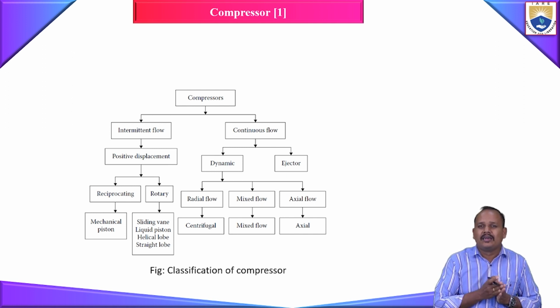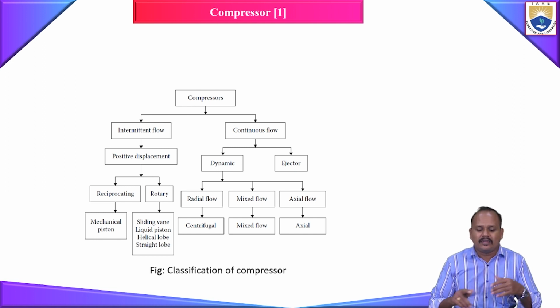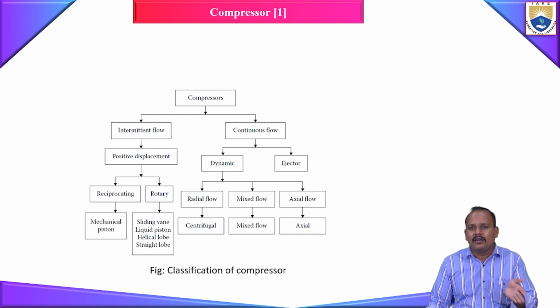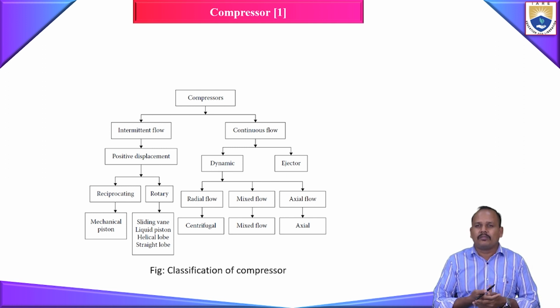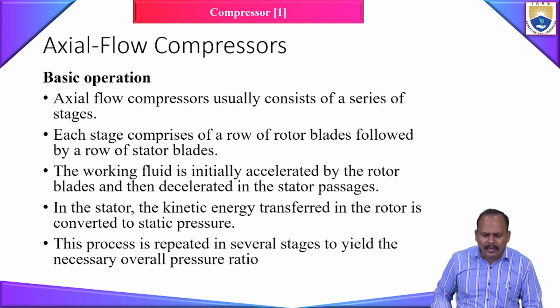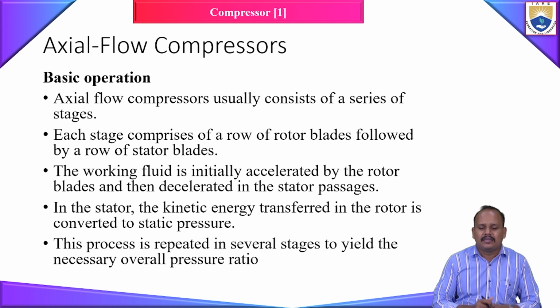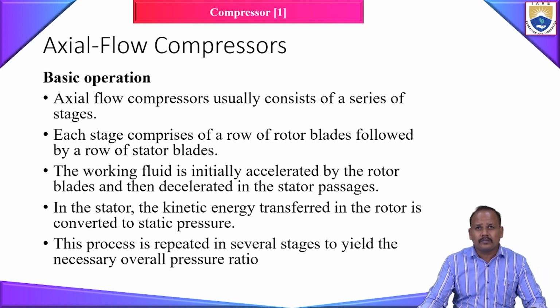As far as our aircraft gas turbine application is concerned, we use either a centrifugal compressor or an axial flow compressor. It depends on the application of our engine, on which type of engine. Based on the type of engine, we'll go with either the centrifugal compressor or the axial flow compressor. Now, let's start with the axial flow compressor.